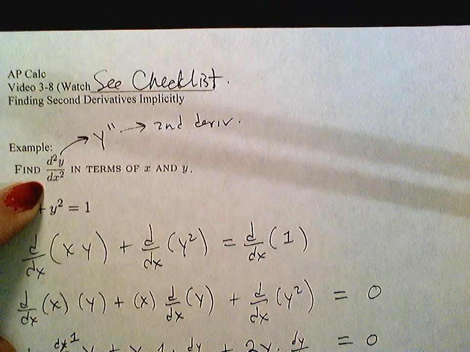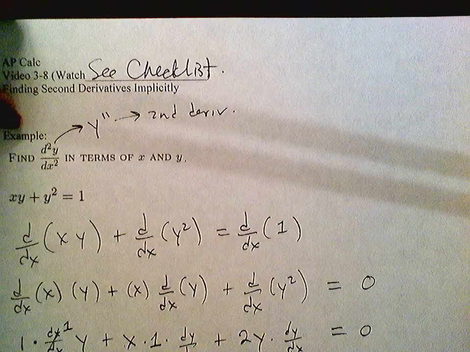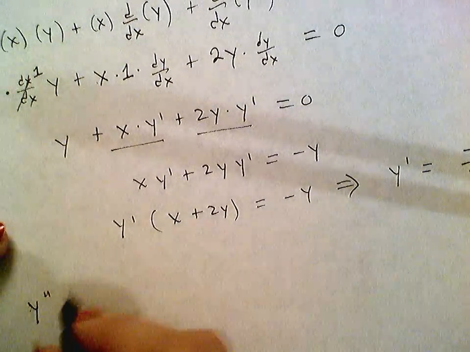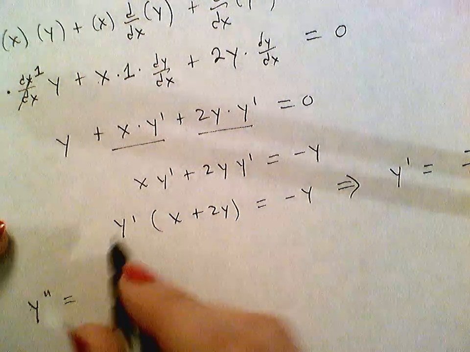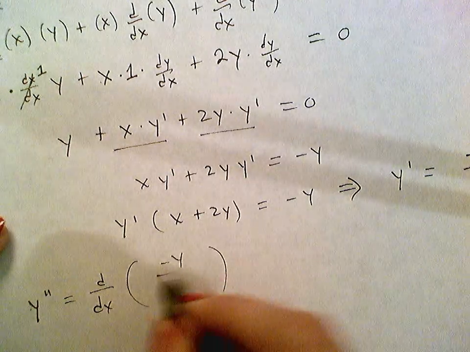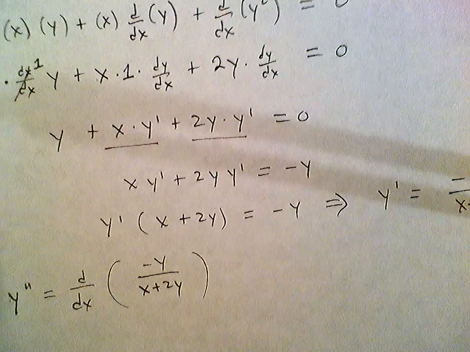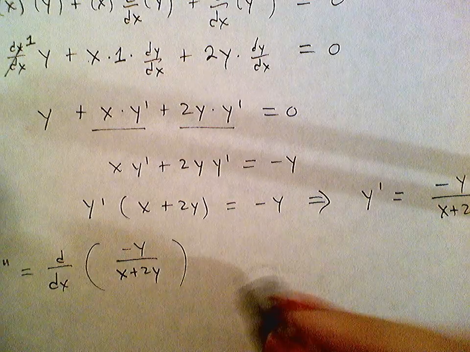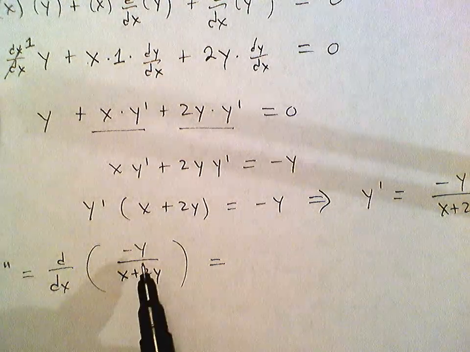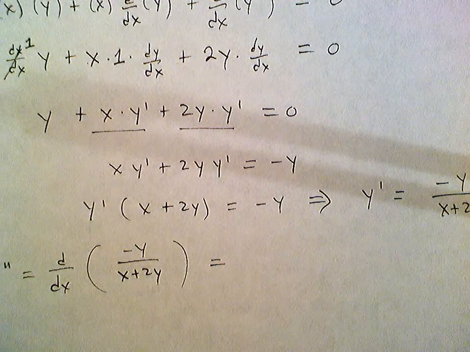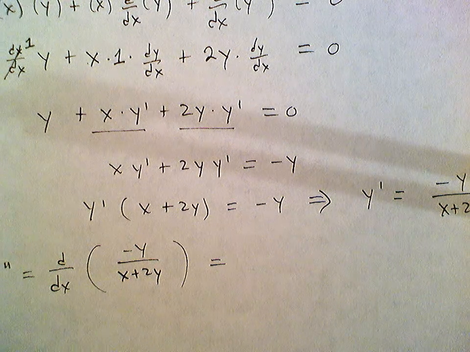But they're asking for the second derivative of y with respect to x, so I need y double prime. So for y double prime, I've got to take the derivative of that entire thing, which is a quotient, so I'm going to need quotient rule. I kind of did this yesterday, but we usually set it up like this, or we used to. Just a minute.